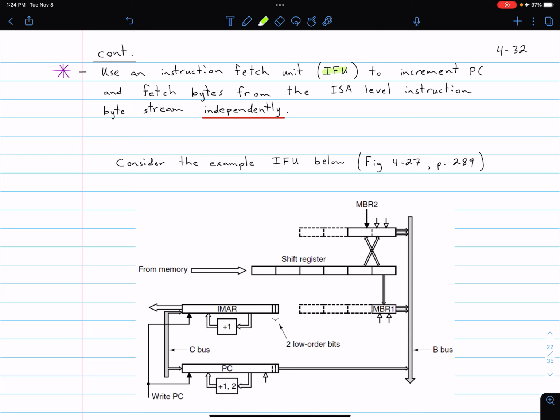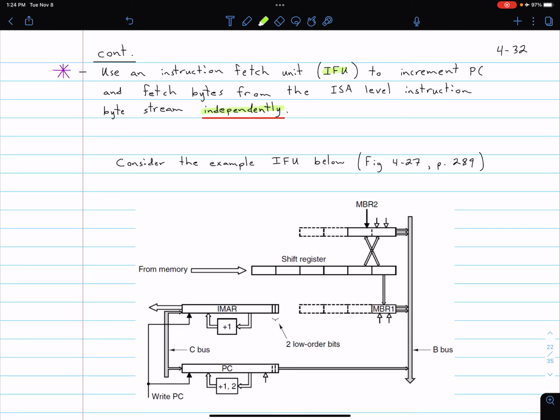And what this instruction fetch unit is going to be doing is essentially incrementing our PC and sort of pre-fetching a lot of the bytes, which are coming from our ISA level instruction byte stream. And it's doing all of this completely independent of our main execution unit. And what we're going to see is that this is going to free up our ALU a lot more, and for a lot more types of instructions than, again, what we saw in our previous two videos.